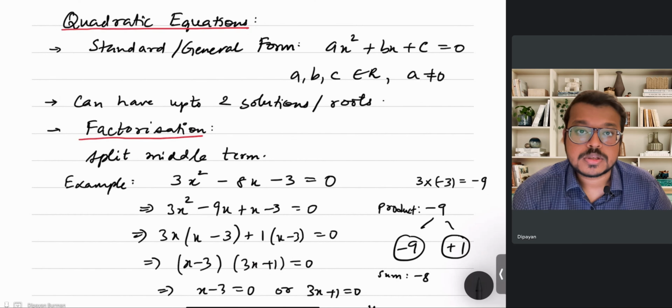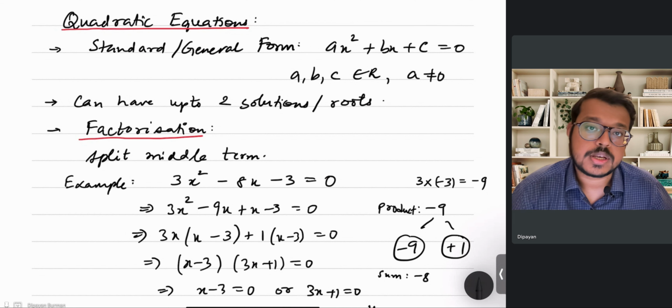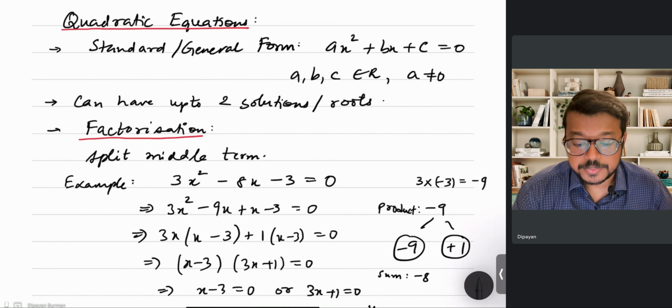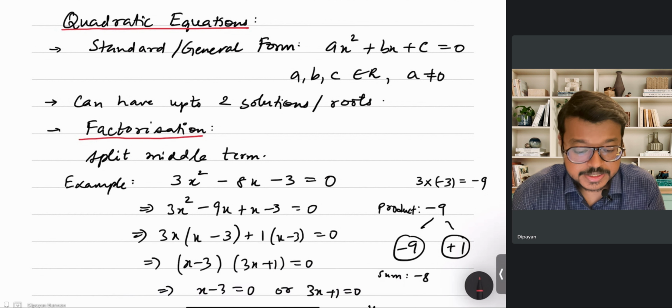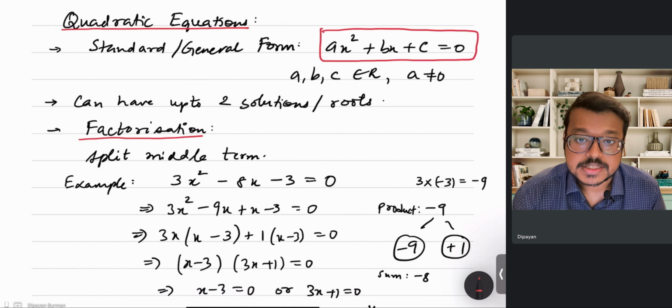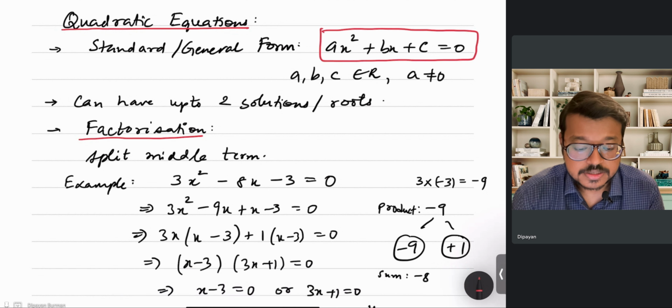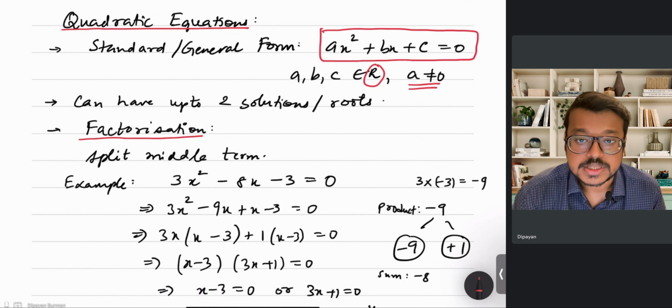Recap the concepts of quadratic equations. So we are looking at quadratic equations in one variable. Now the standard or general form of a quadratic equation in one variable is ax square plus bx plus c equals to 0. My variable is x and the a, b, c values are actually some real numbers and the a value is not equal to 0.